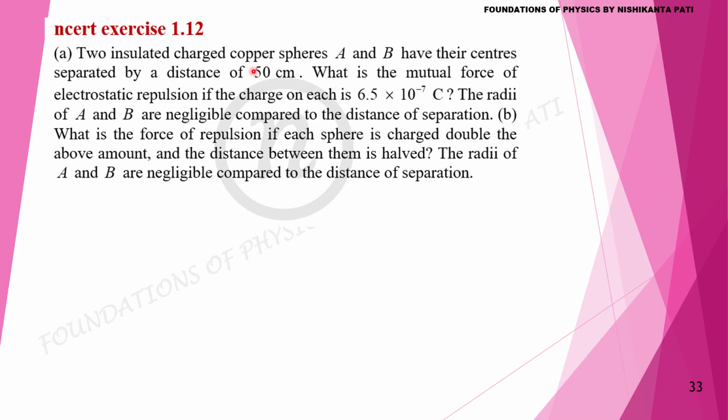Two insulated charged copper spheres A and B have their centers separated by distance 50 cm. What is the mutual force of electrostatic repulsion if the charge on each is given? The radii of A and B are negligible compared to the distance of separation. So this says the two spheres behave as point charges. What is the force of repulsion if each sphere is charged double and the distance between them is halved?